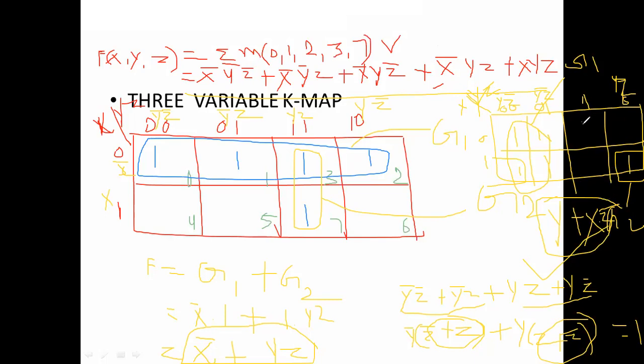Suppose all are ones, then an octet is possible. Octet is possible means the function is equal to 1, because this total group contains x bar plus x, that is 1. The whole combination y bar z bar plus y bar z plus yz plus yz bar also becomes 1.